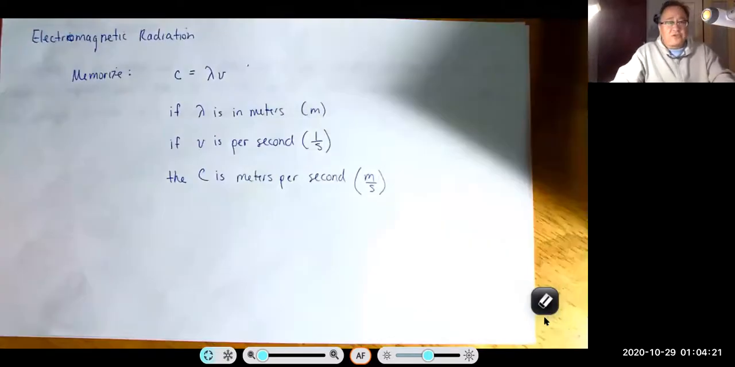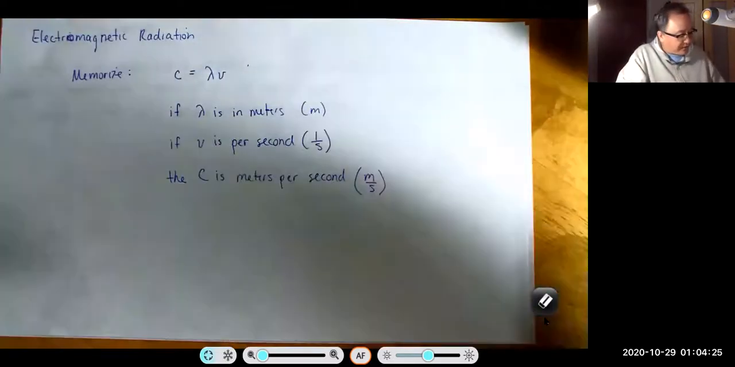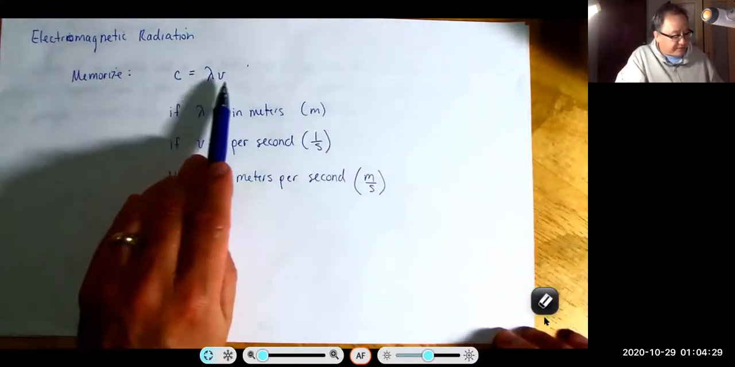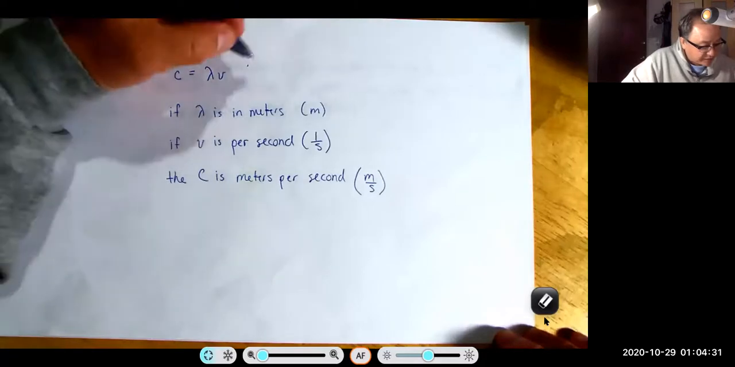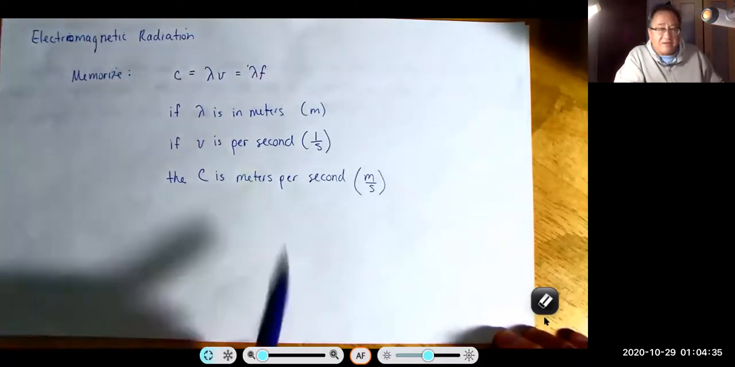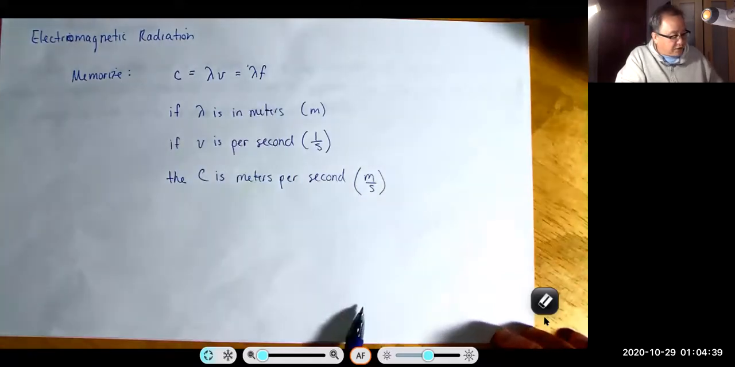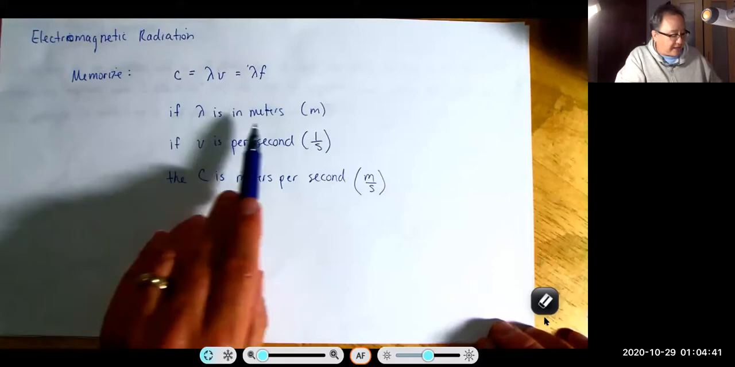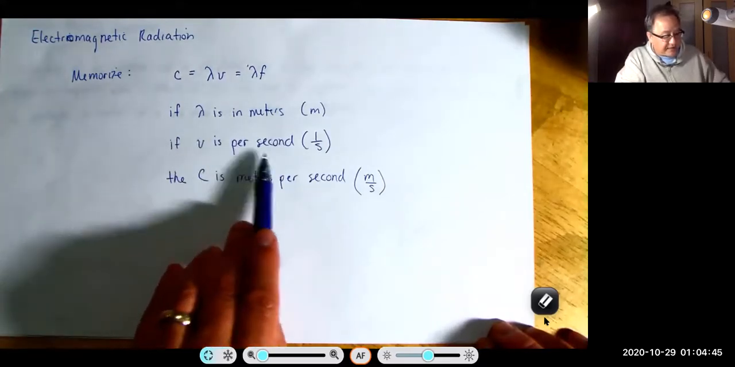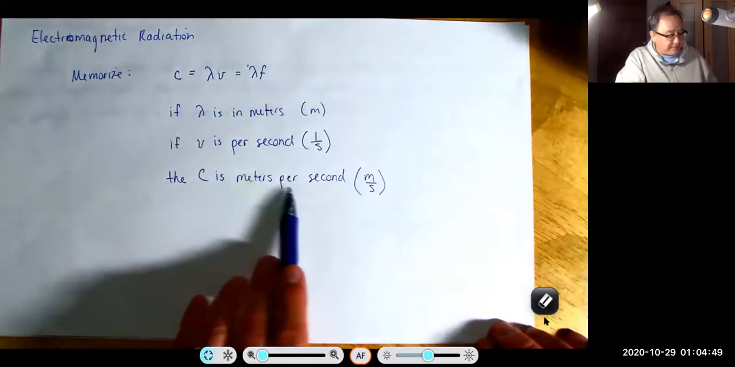Okay, so you should memorize this formula. This shows you the relationship between the speed of light, the wavelength, and the frequency. So this could also be written this way, which is often the way it's written in a physics class. And I actually kind of like that, where you use the letter F for frequency. So if lambda is in meters, and if nu, or the frequency, is in seconds, you have 1 over second. So C would be meters per second.